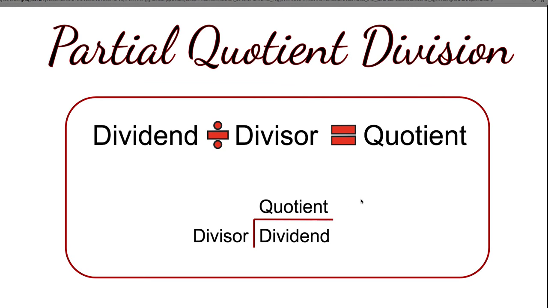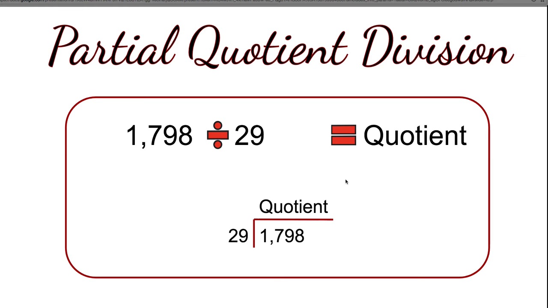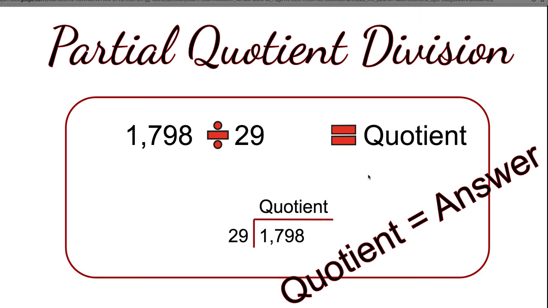So if we were to place this with numbers, we would have, say, 1,798 written first, and it would be on the inside. And then our divisor of 29 would be written second or written on the outside. And then our top is our quotient. Another word for quotient is answer. But when we're doing division, usually we ask for the quotient.